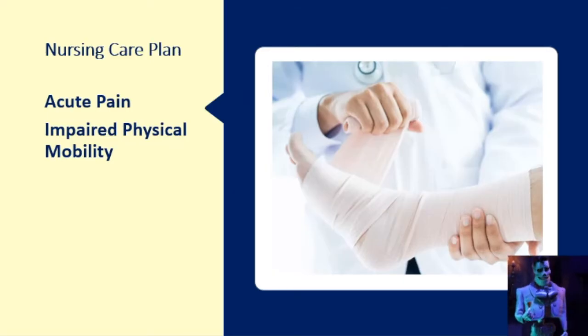So what is our nursing care for this patient? You have your acute pain and impaired physical mobility. Acute pain related to inflammation, acute pain related to injury. Then impaired physical mobility related to the pain experience of your patient, and related also to the inflammatory processes, or inability to tolerate movement.